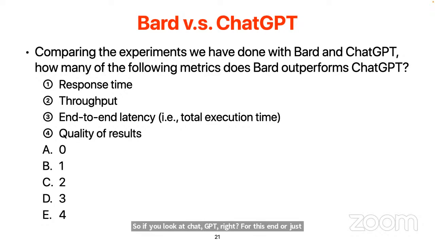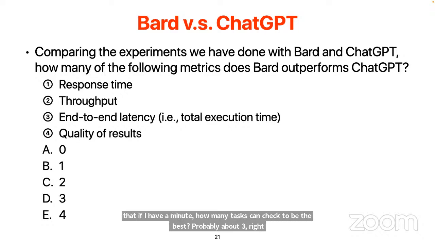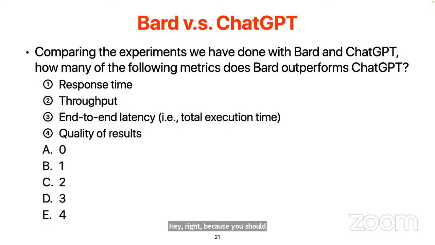So if you look at ChatGPT for this particular question, if I ask ChatGPT again and again, and I have a minute, how many tasks can ChatGPT finish? Probably about 3, right? How about Bard? 10, right? Because each takes 6 seconds. So the throughput of Bard is probably 10 versus ChatGPT's 3. So the throughput is a lot better on the Bard side, and the end-to-end latency is also better on the Bard side, right?